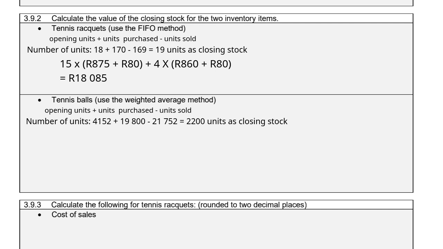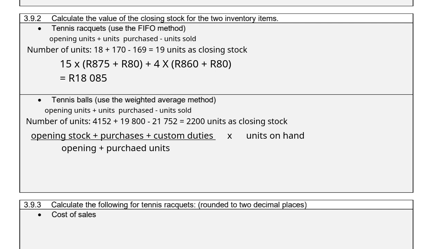Then to calculate the weighted average price, it's your opening stock value in Rand plus your purchases in Rand plus your custom duties in Rand value, divided by the opening plus purchased units. And then we times by the units on hand, which was the 2,200 units we've just calculated. Our purchases, because it's in US dollars, we first need to do a calculation. So it's going to be 10,750 US dollars at 13 Rand 20 to give you 141,900 Rand as our purchases.